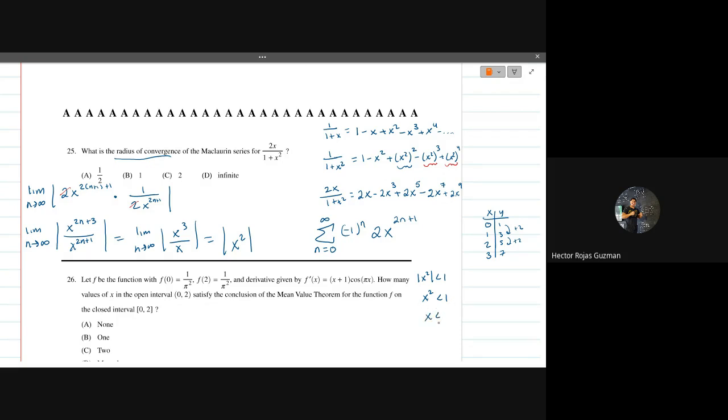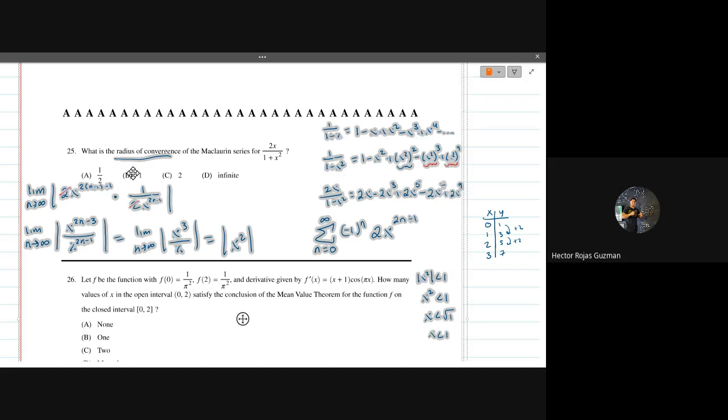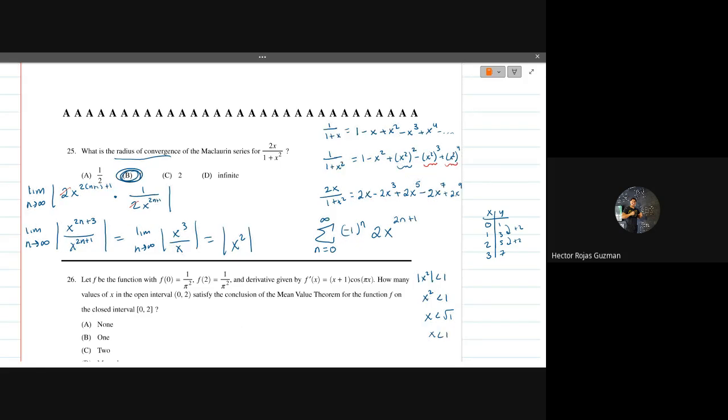So here we get the square root of 1, which is just 1. So here the radius of convergence is going to be 1. When you take the square root, you get positive or negative 1. Now you can put the negative 1. So you'll see that the radius is 1 in both directions.